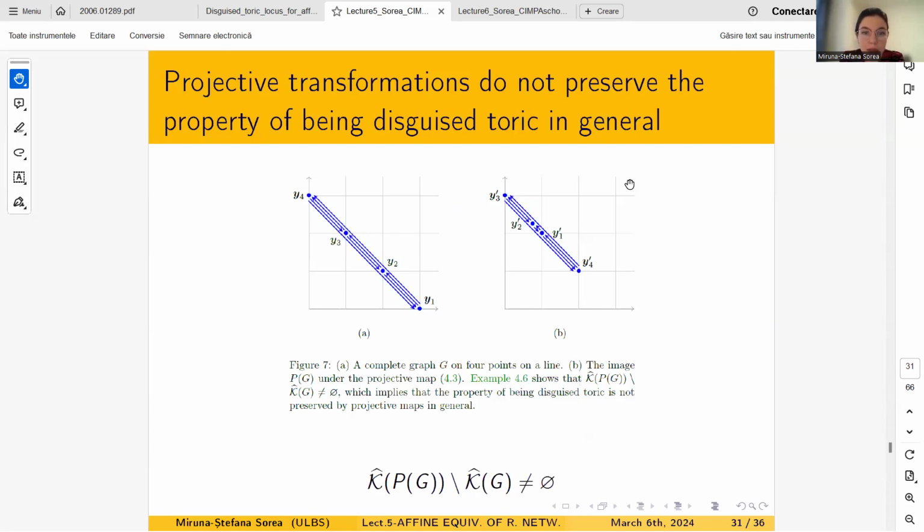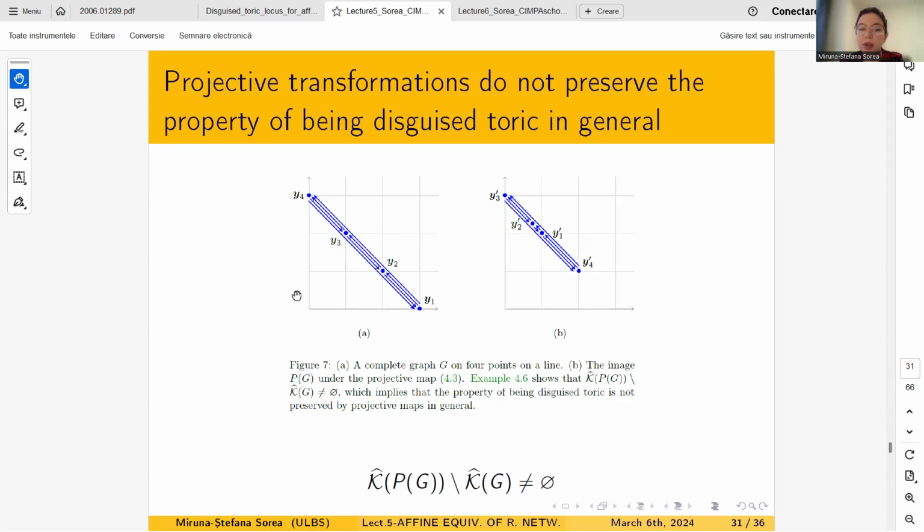Now, what can we do? We can compute the disguised toric locus, and here you can read the arguments for this, or we can discuss it during the tutorial as an exercise. Compute the disguised toric locus for P of G, and we will find some precise vectors of rate constants that lie on the disguised toric locus of P of G, but that are not on the disguised toric locus of the initial one, G.